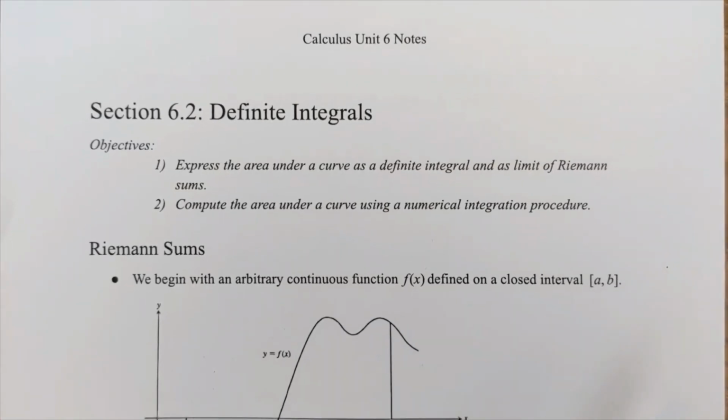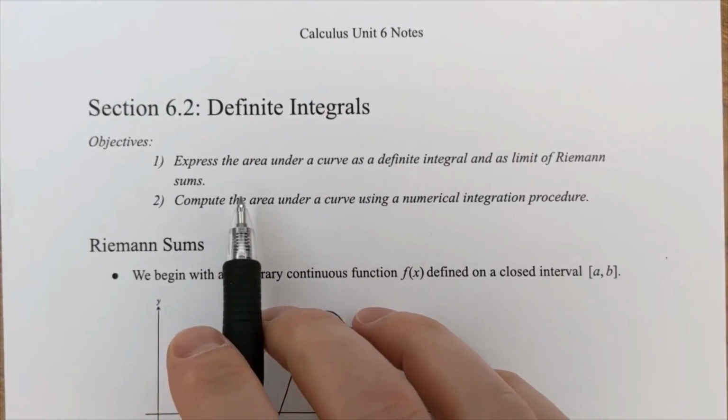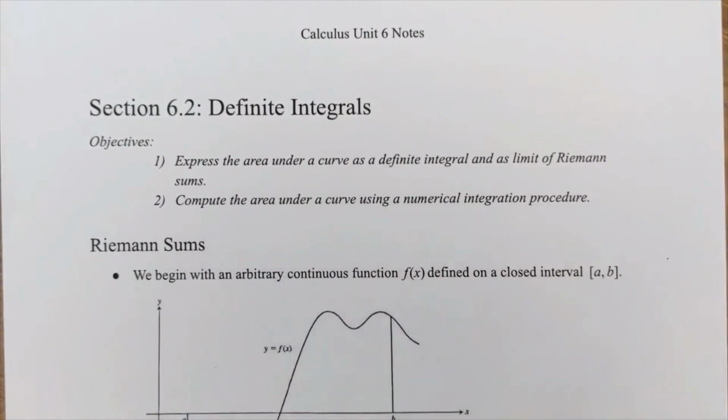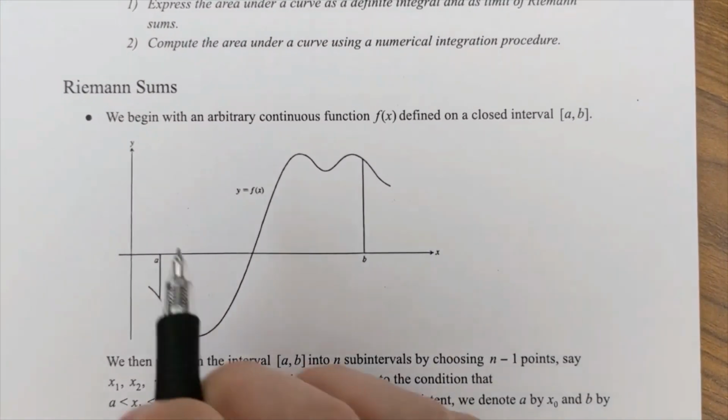All right, here are the notes for section 6.2, which deals with definite integrals. There are two objectives: express the area under the curve, and then compute the area using a numerical integration procedure. So we start by talking about what a Riemann sum is.